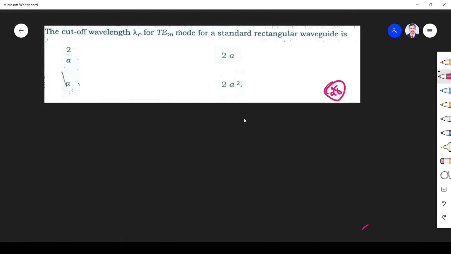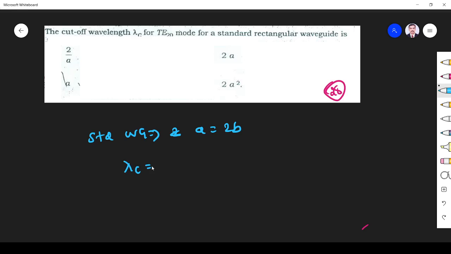The cutoff wavelength for the TE20 mode for a standard rectangular waveguide, question number 26. Here, for the TE20 mode, you must remember that for a standard waveguide, a is equal to 2b. This is the standard waveguide formula. So substitute that into the cutoff wavelength.